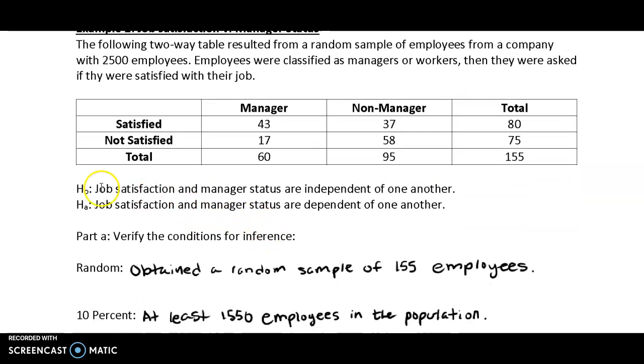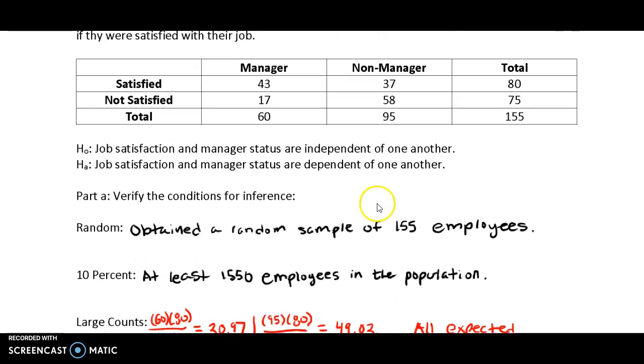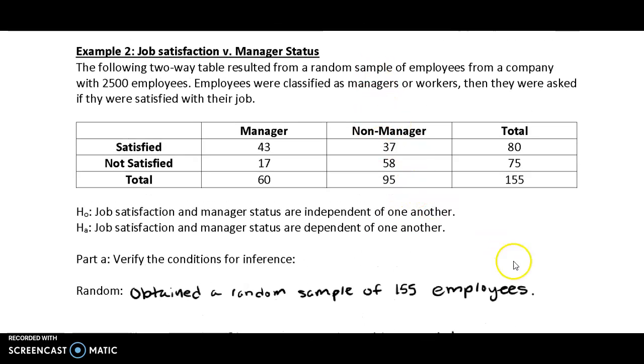Next up, our null hypothesis is that we believe that the two categorical variables are independent of one another. It doesn't matter what your position is, that won't influence your job satisfaction. But I'm testing that your job satisfaction and your employee status might have some type of relationship. So we look here, random. We obtained a random sample of 155 employees.